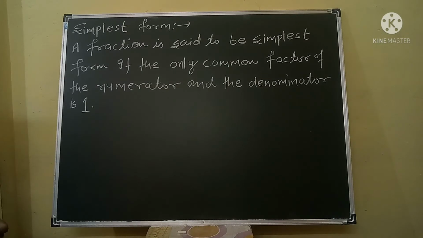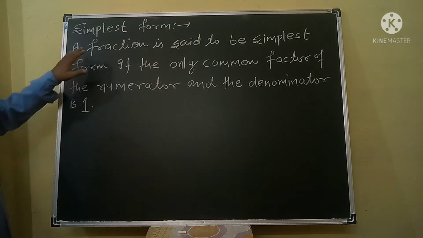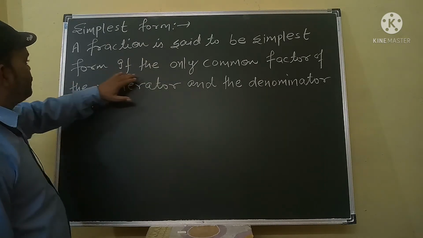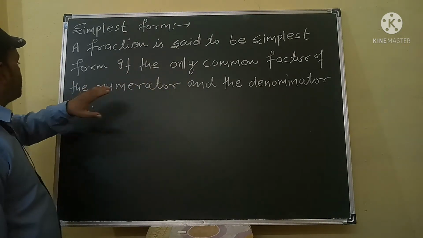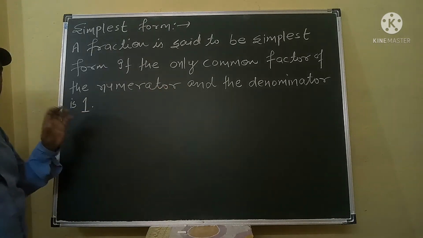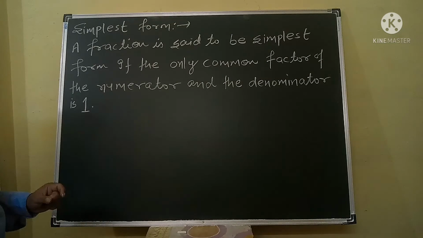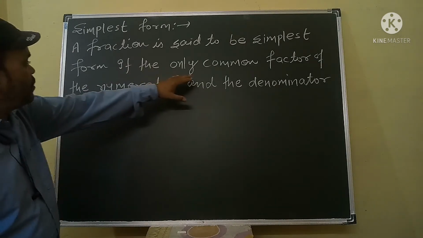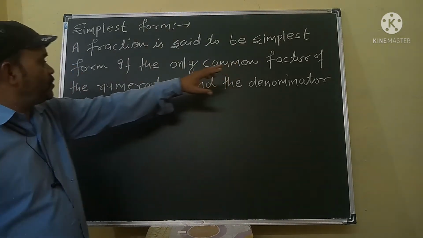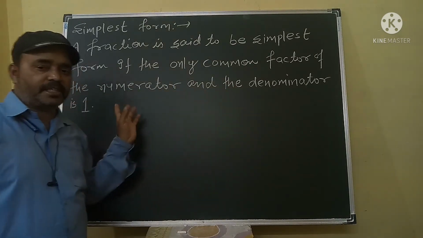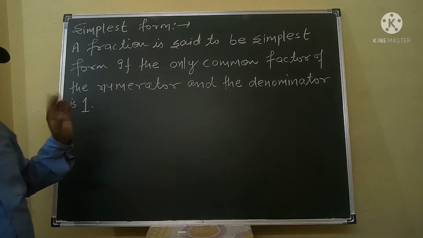What is the meaning of simplest form? A fraction is said to be in simplest form if the only common factor of the numerator and the denominator is 1. Please keep in mind, a fraction is said to be in simplest form if the only common factor of the numerator and the denominator is 1.